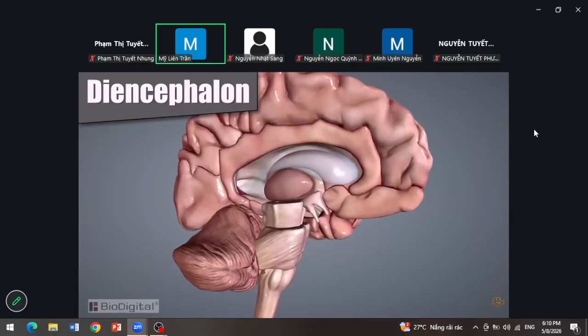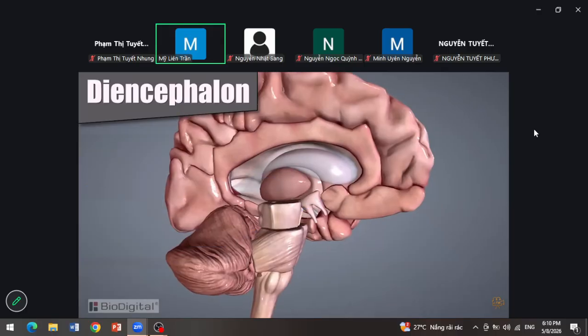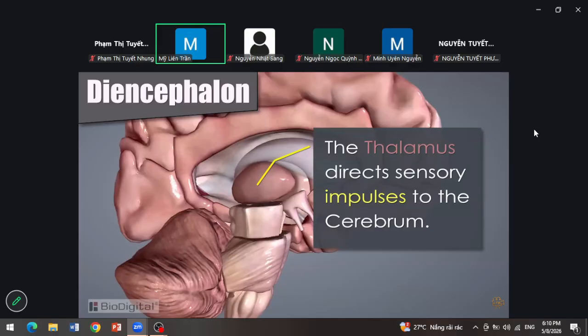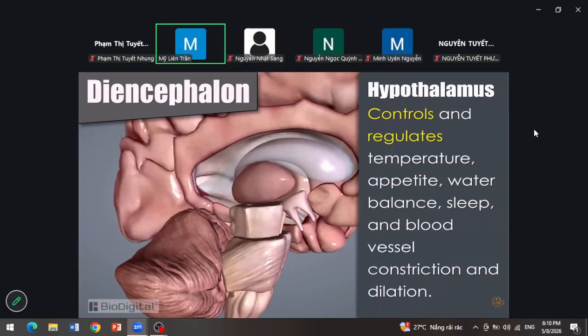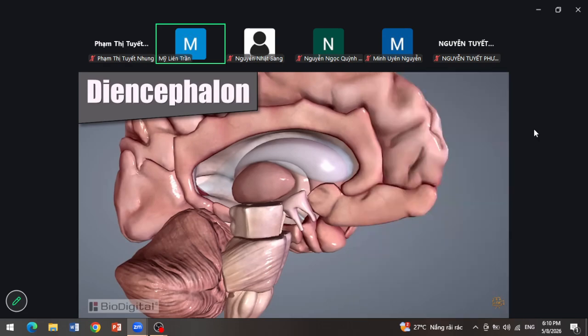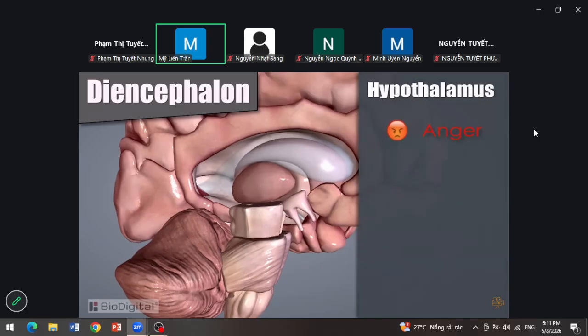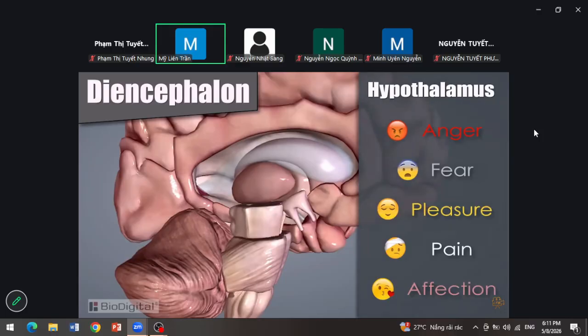The diencephalon section is found between the cerebrum and the midbrain. It contains two structures, the thalamus and the hypothalamus. The thalamus behaves much like a relay station and directs sensory impulses to the cerebrum. And the hypothalamus controls and regulates autonomic nervous system functions such as temperature, appetite, water balance, sleep, and blood vessel constriction and dilation. The hypothalamus also plays a role in the emotions such as anger, fear, pleasure, pain, and affection.